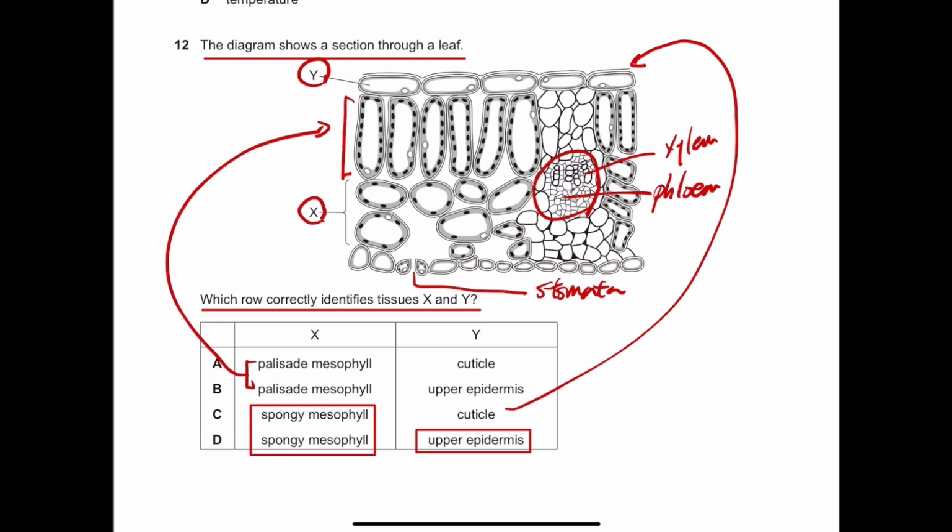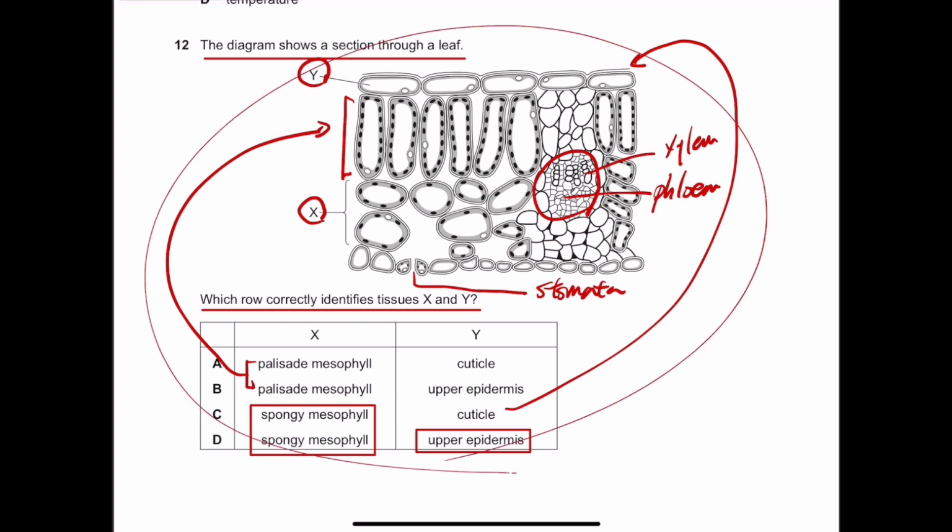Okay. So the structure of the leaf is something that you guys just should know, memorize. The easiest way to memorize it is, of course, by drawing it and labeling it.